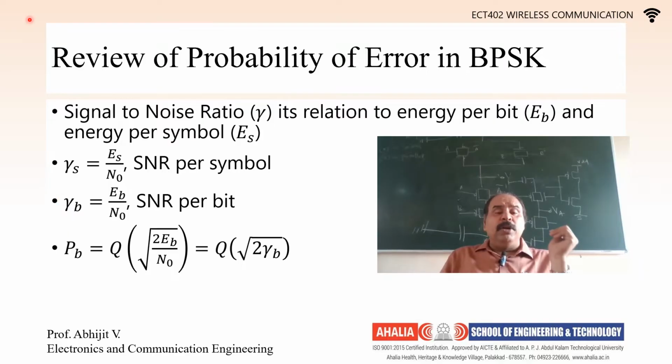So the probability of error Pb is equal to Q function of root of 2 Eb by N0. Or in other words, when you substitute signal to noise ratio, you get Q function of root of 2 times signal to noise ratio per bit.